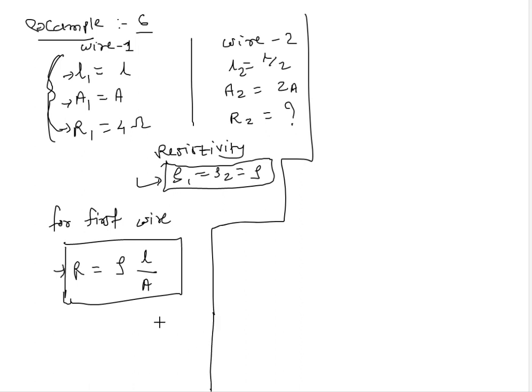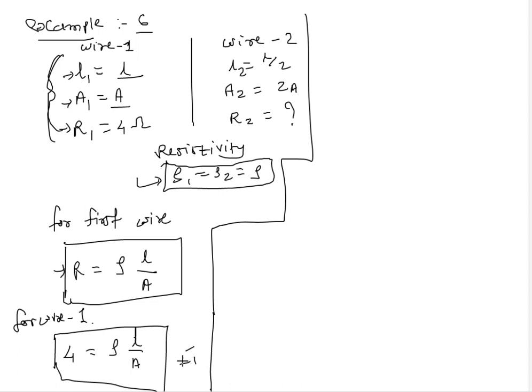R is equal to rho L by A. For wire 1, what is the value of R? It is 4. Rho stays as it is, because the resistivity is the same for both cases. L is equal to L and A is equal to A. So rho L divided by A is equal to 4. This is your result number 1, for wire 1.